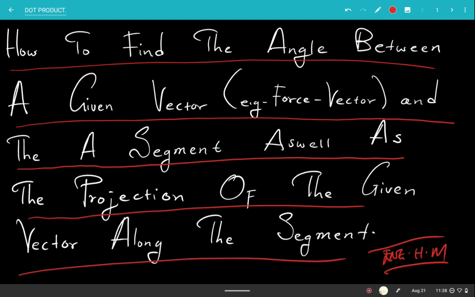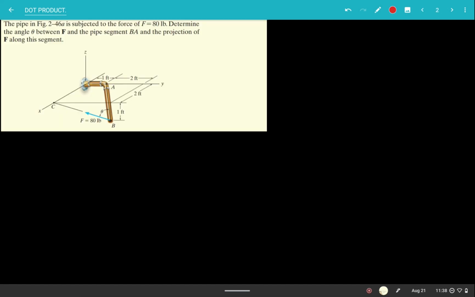Alright, so to easily understand this, we're going to use the example that I'm going to solve for you. In this example, we'll understand clearly how you can find that particular angle in between a given vector and the segment, as well as the projection along that particular segment.